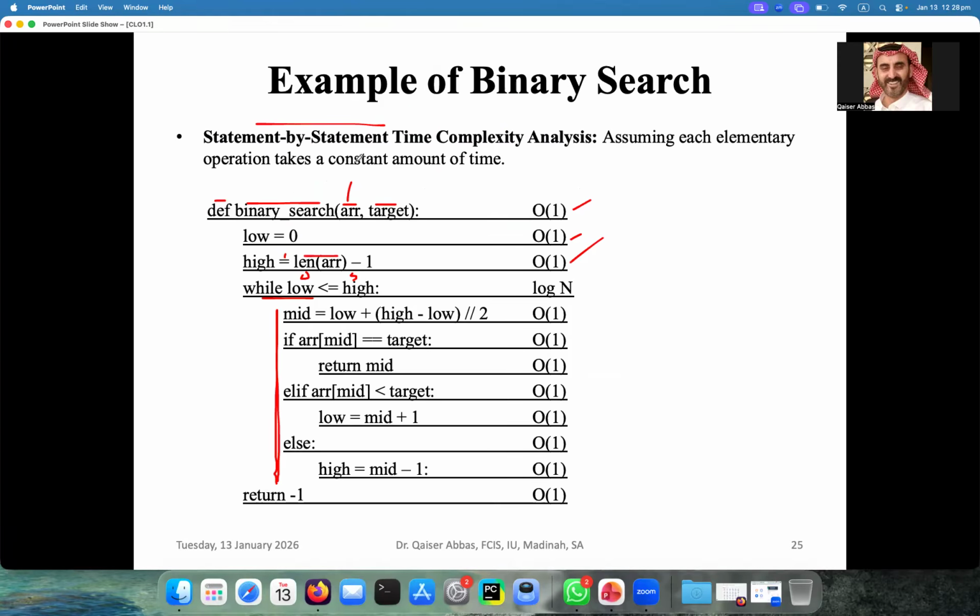But here it is a while loop. How many times is it executing? I have to see this block, because in this block we handle low and high. And here we are doing what? Low plus high minus low, divided by 2. In some binary search algorithms, you are only doing low plus high, and you don't have any minus low, and then divide by 2.